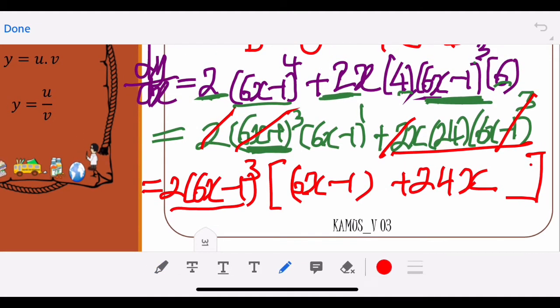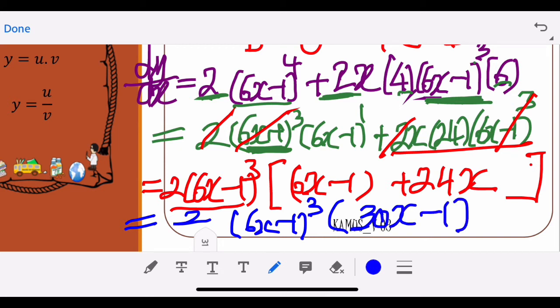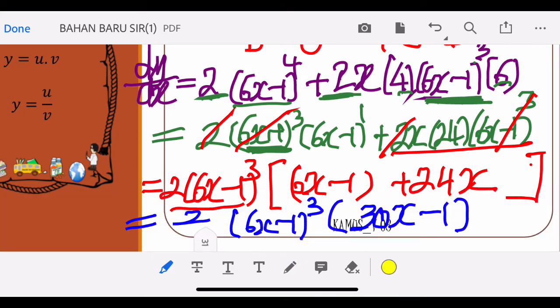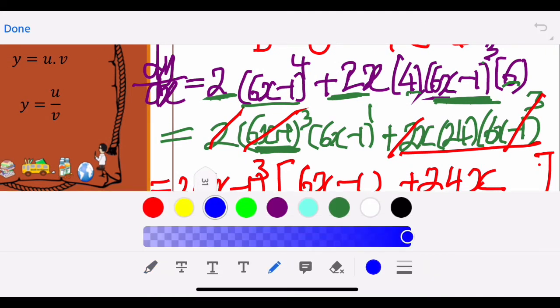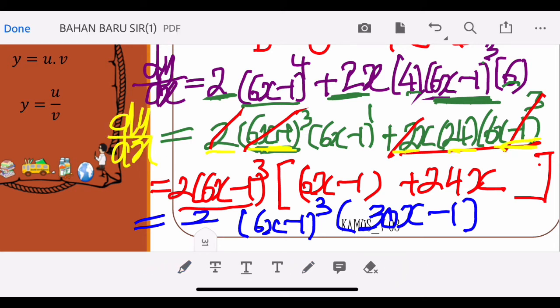Finally, your answer is actually 2, then you have to write 6x minus 1 to the power 3, simplify, 6 plus 24 is 30x minus 1, right? Is there any mistake? Double check carefully. Many students always get stuck at this step, because they are not sure how to factorize like this. So you learn how to factorize a common factor so that you can make nice and simplest terms.